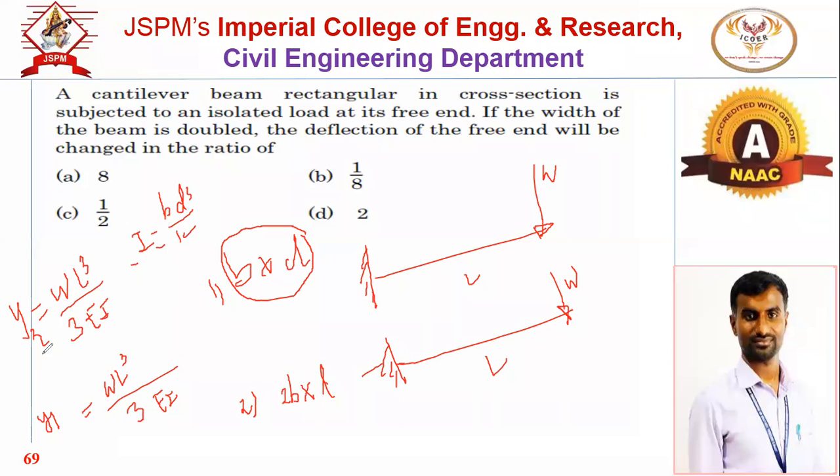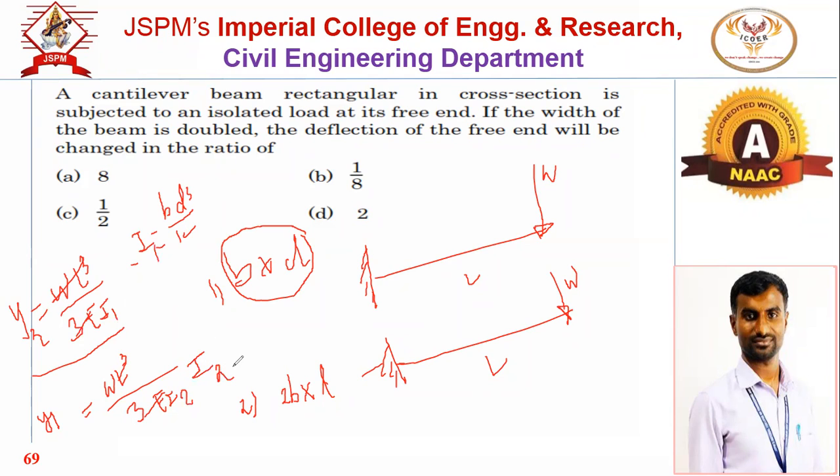And what we want? We want the ratio of the first beam deflection to the second. Now the same parameters, that is WL cube, 3E, will be cancelled. And the ratio we have to consider is 1 by I1 divided by 1 by I2. Now first, I1 will be BD cube by 12, and this for second case.